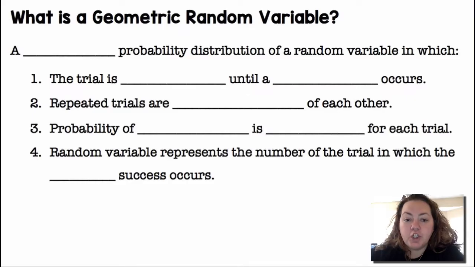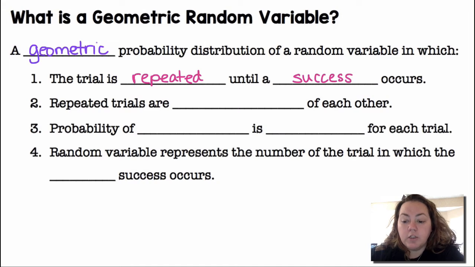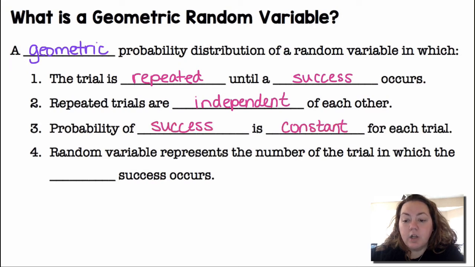Alright, so a geometric probability distribution is of a random variable in which these things happen. The trial is repeated until a success occurs. Repeated trials are independent of each other. Probability of success is constant for each trial, and a random variable represents the number of trials in which the first success occurs.